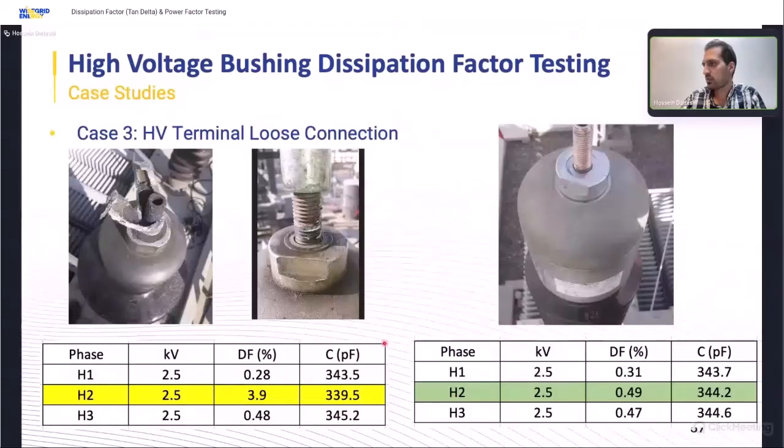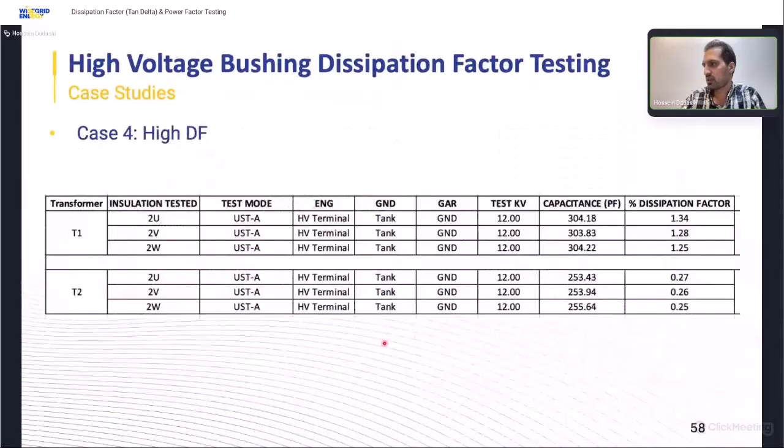Or another case, which is similar to the previous one: when we have a thermal fault in the HV terminal of the bushing, we can easily repair it and get a lower value for the dissipation factor.